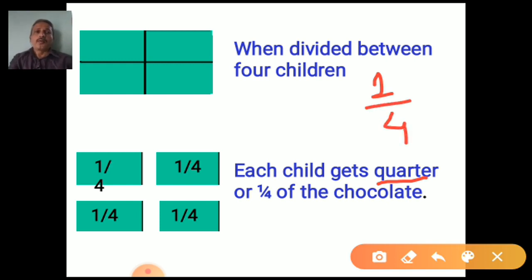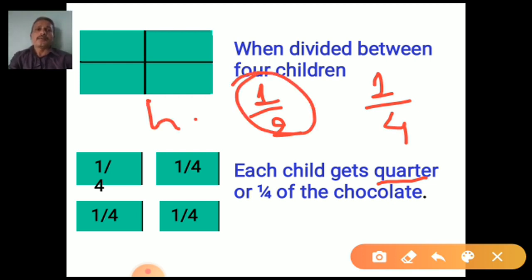Be careful. 1 upon 2 is what? Just before, 1 minute ago, we discussed 1 upon 2 is called a? Yes, half. And this is the quarter. Good.